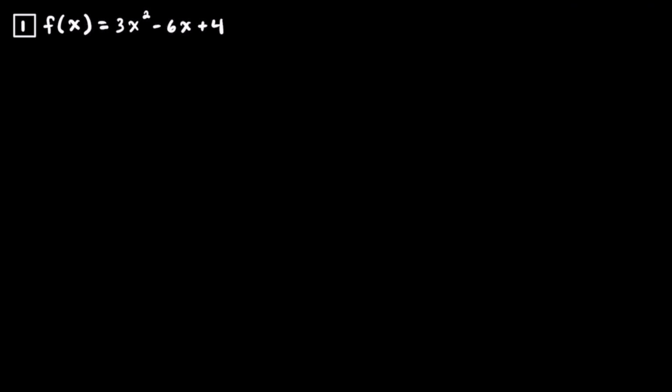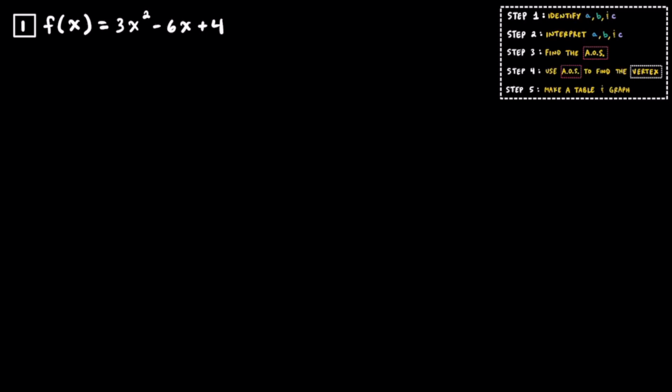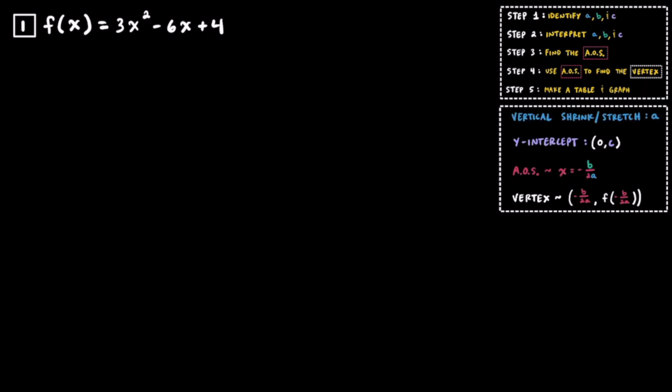For example 1, we have f of x is equal to 3 times x squared minus 6 times x plus 4. And just in case you forgot, here are the 5 steps that we're going to follow together. And if you haven't memorized this information yet, here it is on the side to help us along this problem. For step 1, let's identify a, b, and c.